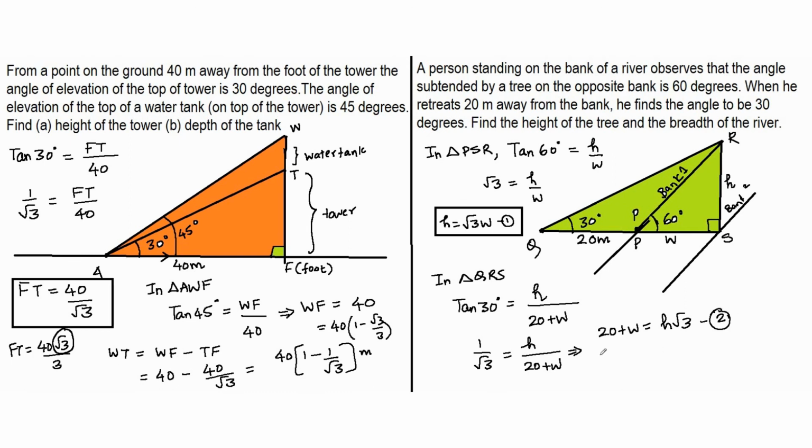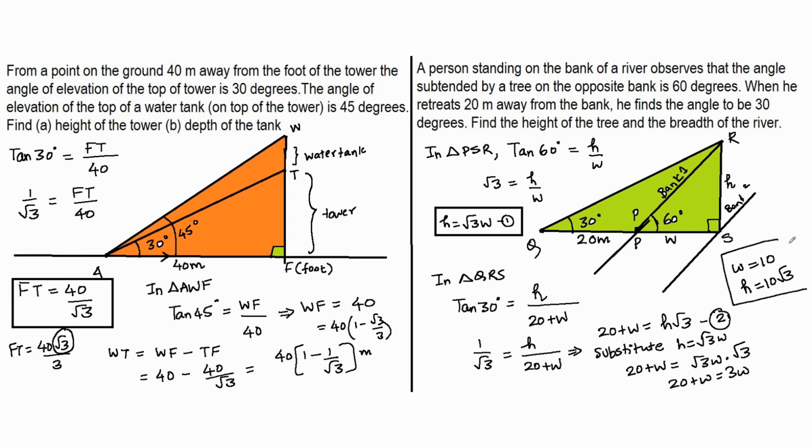And now what I can do is substitute H as root 3 times W, from the first equation. So I get 20 plus W is equal to root 3W multiplied by root 3, which is 20 plus W is equal to 3W. And from this I get W equals 10. And if W is equal to 10, then H is 10 root 3, right? Because H is root 3 times W. And this is how I can find the values of W and H.